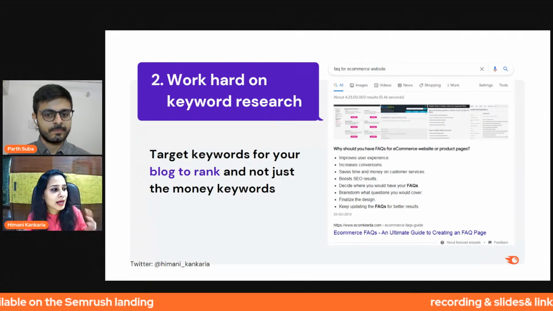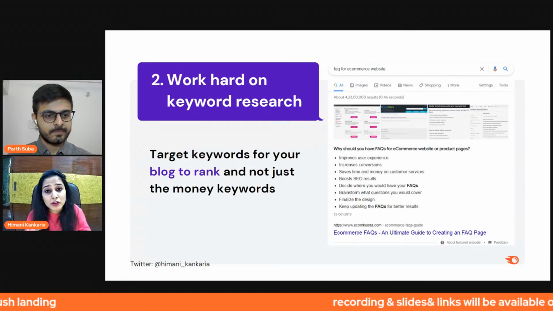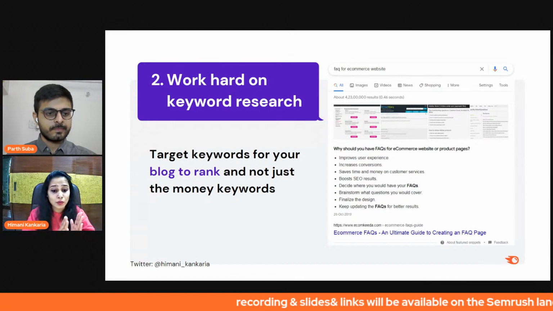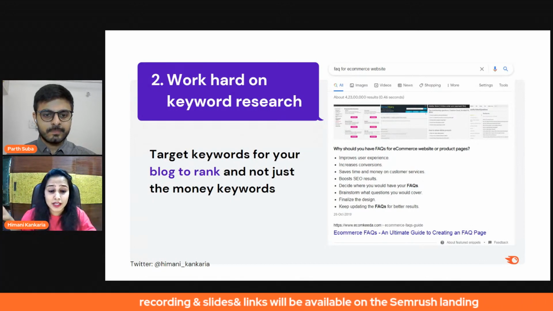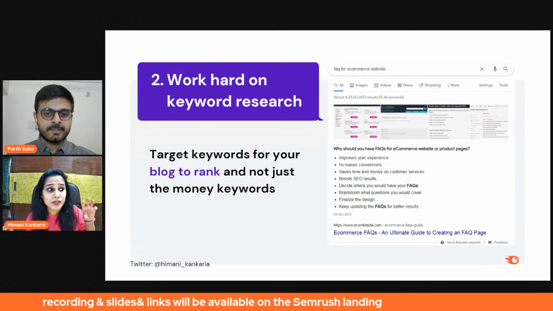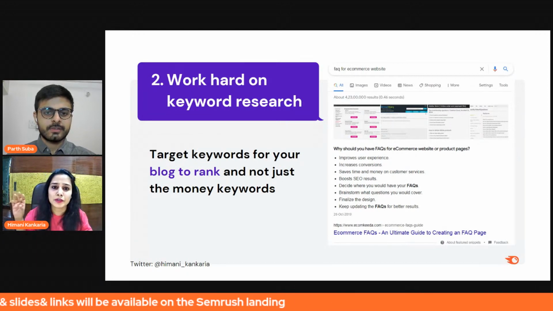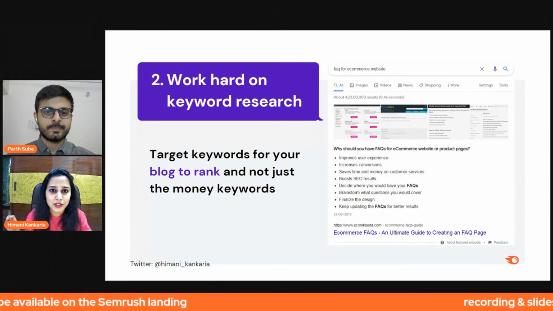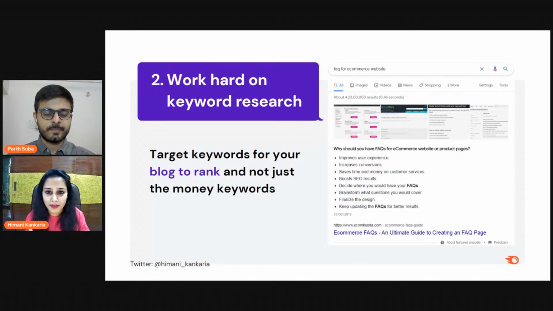If I just keep on adding the money keywords because I am targeting this content to help me rank those money keywords, but this blog won't be ranking on Google, how are you going to get the benefit of those money pages? So this is very important. Now, on my right, I have shared this screenshot of our blog. If you see, the query is not matching with the title; it is matching with the H2 that is present on the screenshot, right?